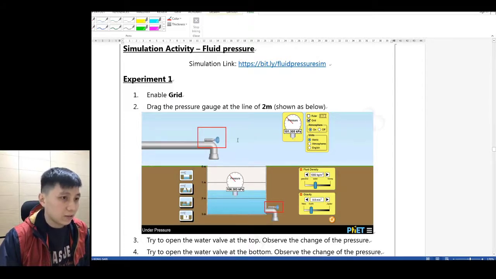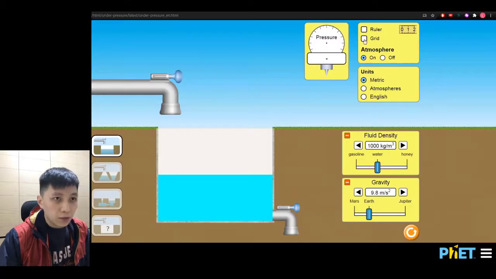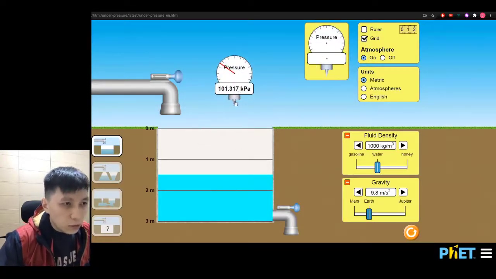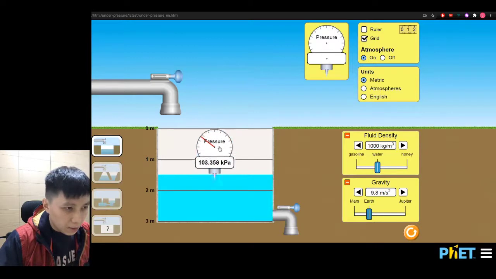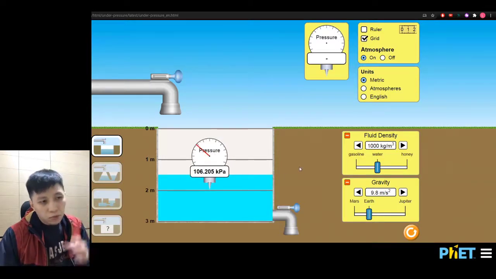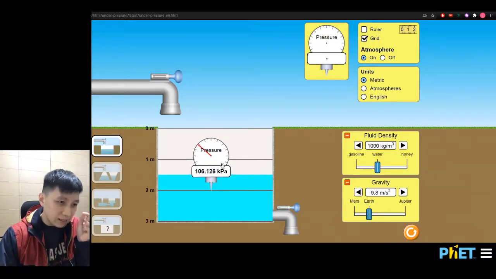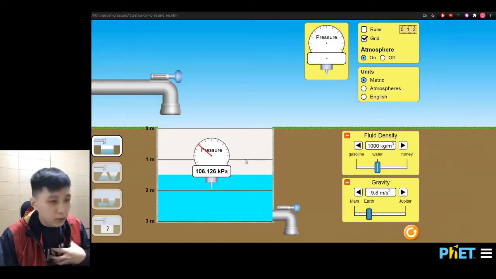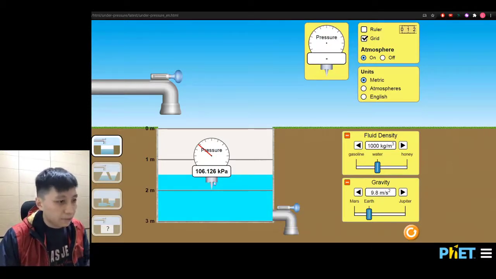Alright, the first experiment is to go to simulation, enable the grid, and pull out the pressure gauge and put it at 2 meters. So let's do it. Grid, pressure gauge, and at 2 meters. When you try to do it, you should look at the very pointy tip at the bottom and make sure that is pointing at 2 meters. Your reading may be slightly different from mine because it's quite sensitive, as you can see, right? So it might be slightly off from my reading to your reading, but that's fine.